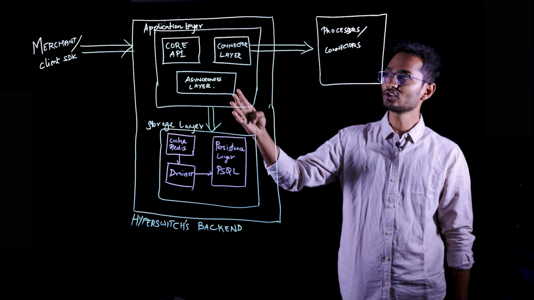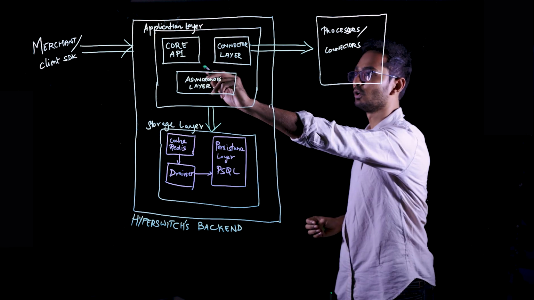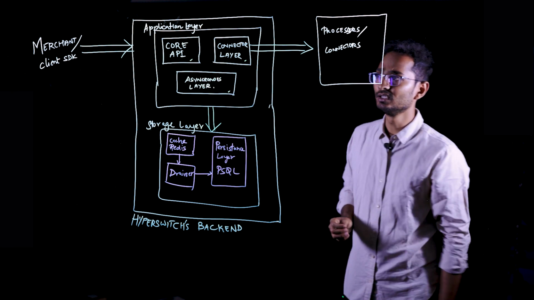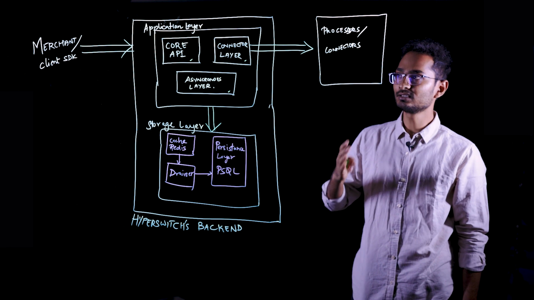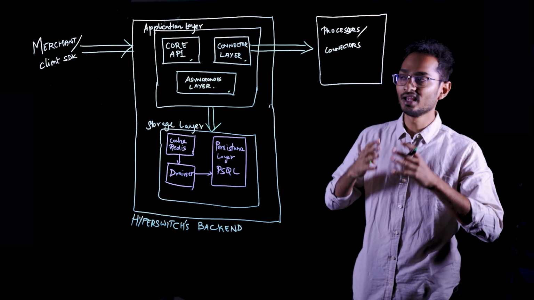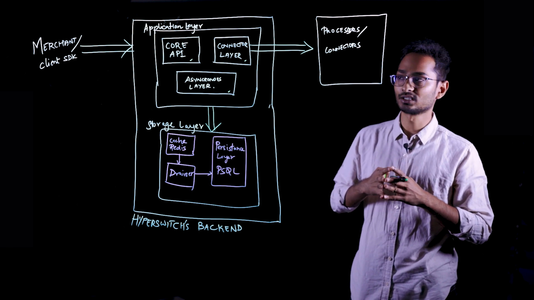If we dive one layer below this application layer, we can see the core API component, the connector layer component, and the asynchronous layer. The core API is the one which is responsible for authenticating all the incoming requests, selecting the best connector, and routing the traffic to the connectors.